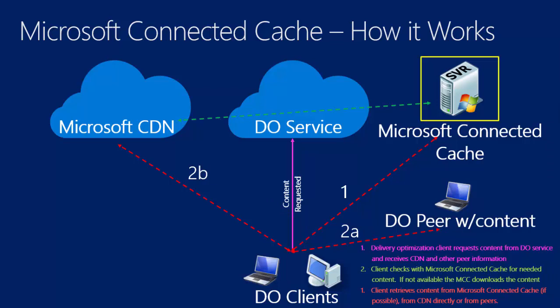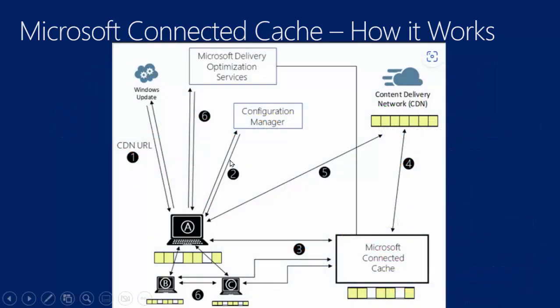So that's my original graphic modified to show you what's going on. But here's another graphic I pulled from our documentation that walks through the same thing. Now this is ConfigMgr specific, and the content here is updates, because that's the content ConfigMgr can work with through delivery optimization. But again, the Microsoft Connected Cache implemented through ConfigMgr is not limited to just ConfigMgr content at all.